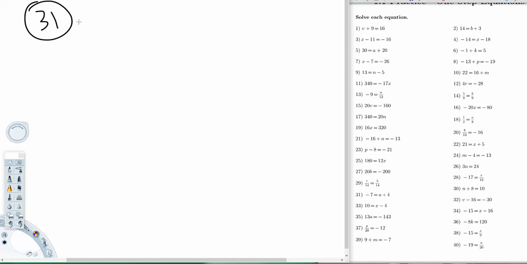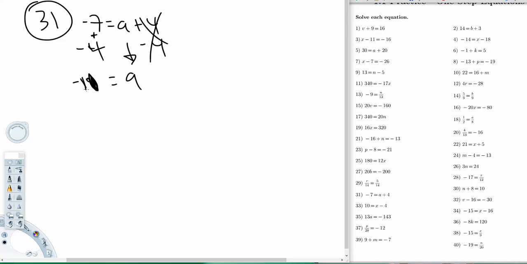Number 31, closing in on the end of this exercise. Minus 7 equals a plus 4. Well, minus 4 here, minus 4 here. Cancel this, we carry down the a equals minus 7. Here you have to imagine a little plus, plus minus 4, which really is minus 11. What is the answer? Minus 11.